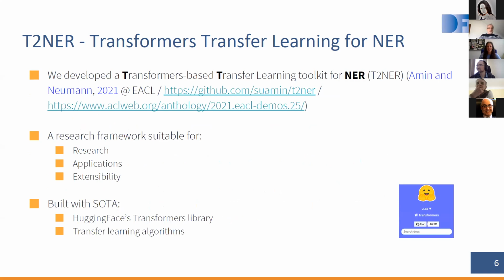We just had the publication accepted at the European ACL as a demo paper. Our tool, which is called T2NER, you see now what it means, Transformer-Based Transfer Learning Toolkit for Named Entity Recognition. We built on top of the Hugging Face Transformers library, which is a very widely used transformer architecture library now. On top of that, we have implemented and modularized a lot of existing transfer learning algorithms. The next slide.